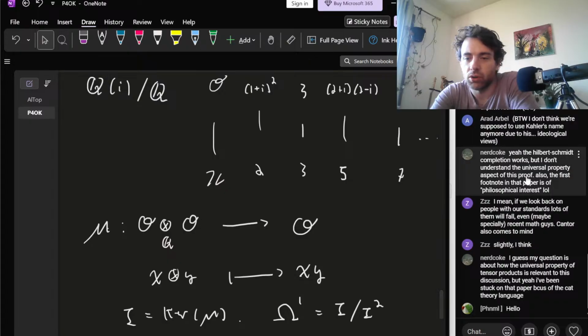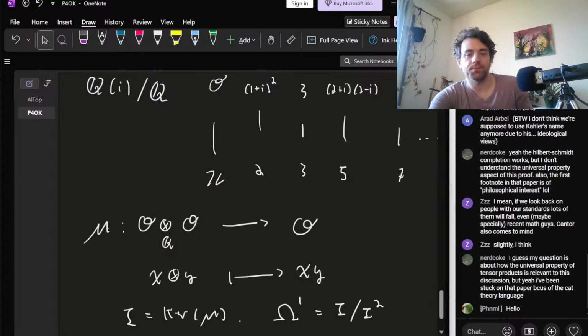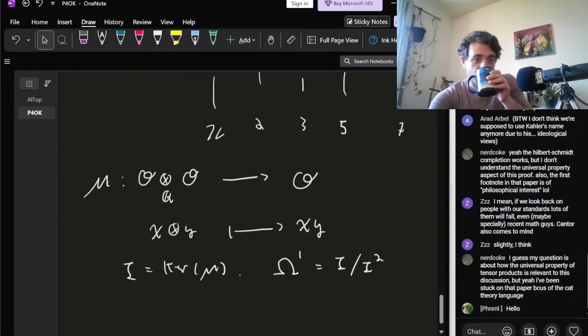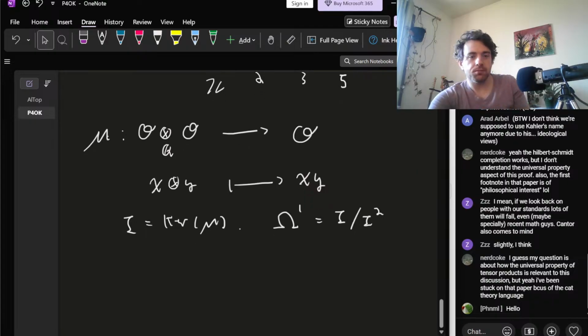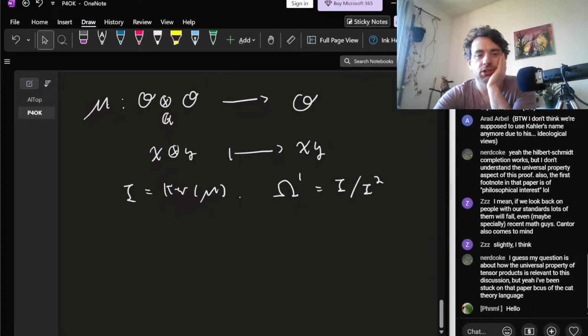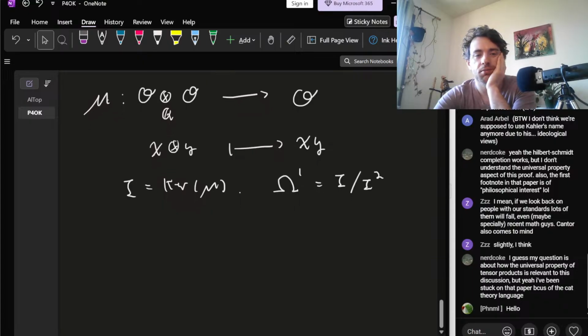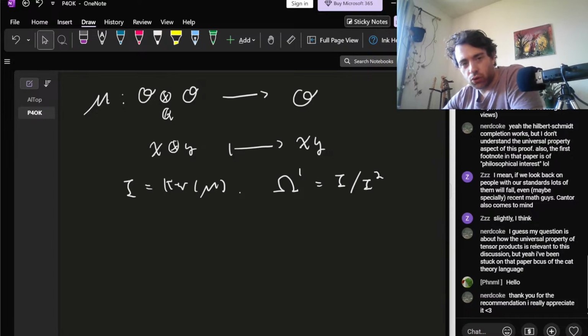Okay, so is this where we were in the discussion? Yeah. Okay, so what are our relative differentials then? Well, I suppose kernels and tensor products are a weird thing. I guess these are all Q vector spaces.